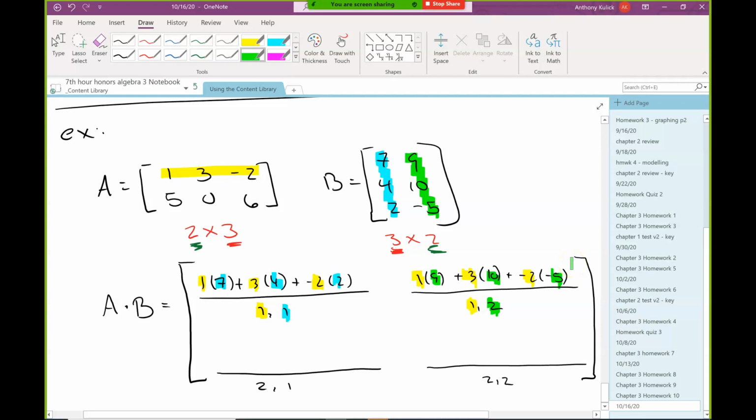Now I'm going to move to row 2 for A. And I'm not going to highlight those things just because the purple makes it hard to read, it seems. And I'm going to use column 1 from B. 5 times 7 plus 0 times 4 plus 6 times 2. And I'm just going to underline with the purple there. And then I'm going to use row 2 from A and column 2 from B.